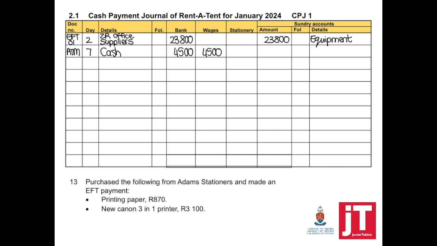Day 13. Purchased the following from Adams Stationers and made an EFT payment. We purchased printing paper and a new Canon 3-in-1 printer, 3,100. So these are now 2 different items that we purchased from the same business. We start with document EFT. They don't need to tell you the number. The next number would be number 2.